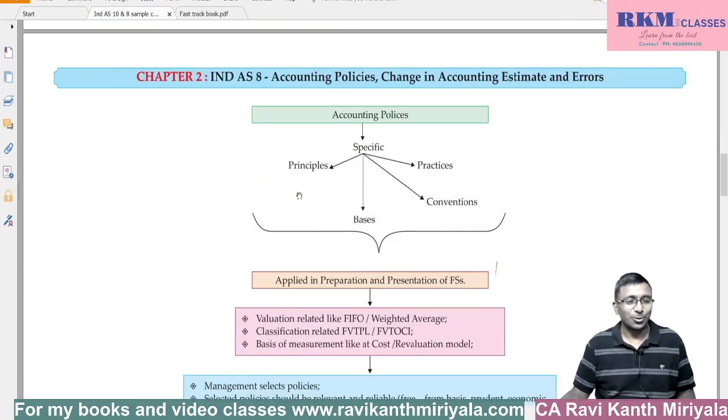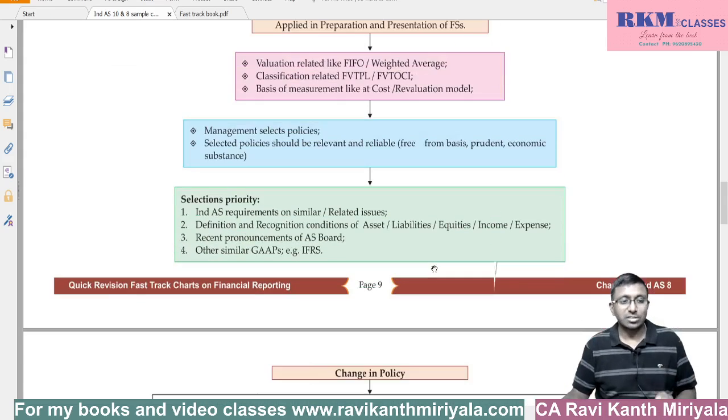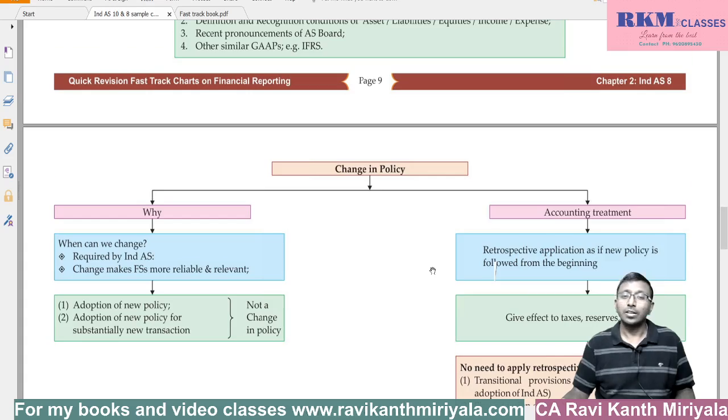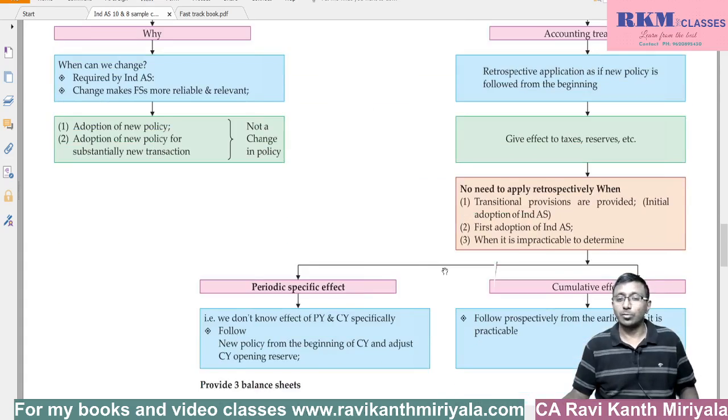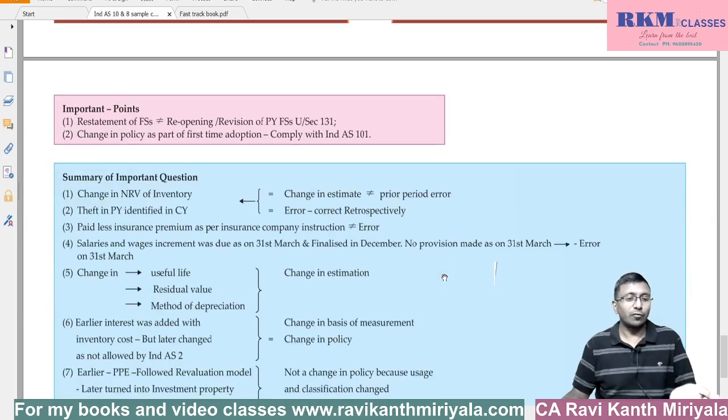Now let's look at chapter number 2. I have not given it in one particular sequence. What I felt is that if you read in this sequence, it will be better. That doesn't matter, all standards are covered. Ind AS 8: what do you mean by accounting policies? What is the hierarchy on which you should select an accounting policy? If there is a change in policy, what is supposed to be done? I could do this in 3-4 pages.